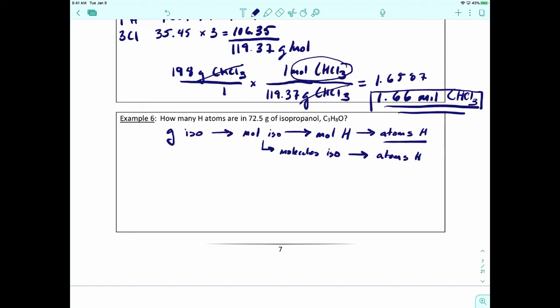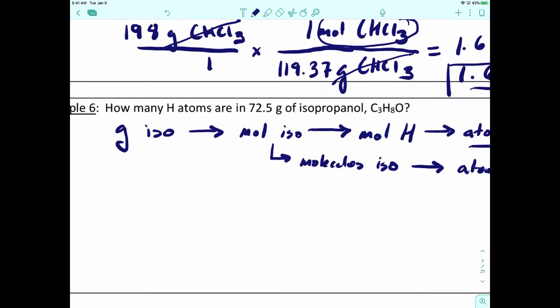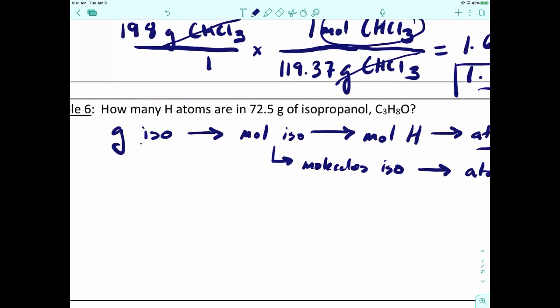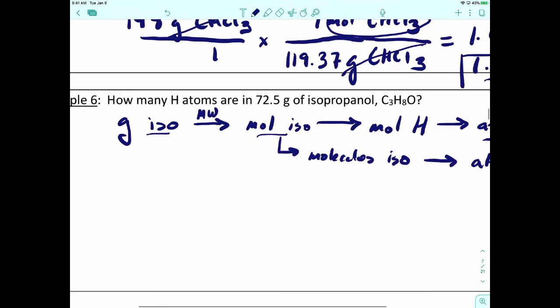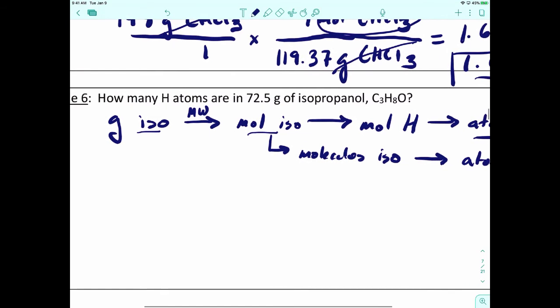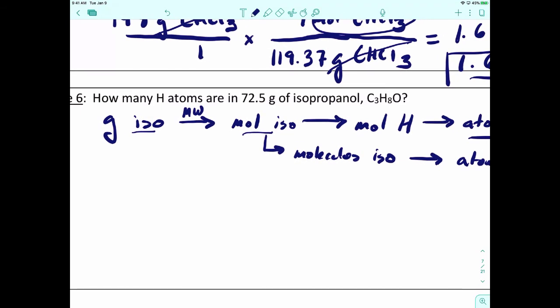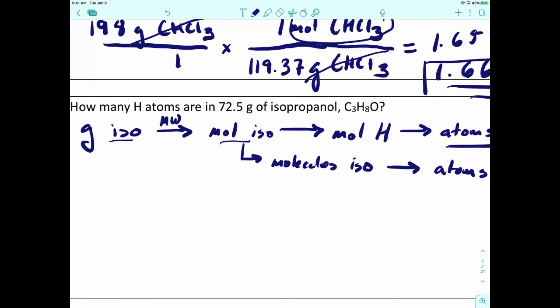All right, so now we're going to do this in a couple steps, but we need to make sure that we have all the information that we need to make this problem go. So for the first step, where we're converting from grams of isopropanol to moles of isopropanol, the thing that we need there is the molecular weight of isopropanol. Once we have the molecular weight of isopropanol, then we can convert from moles of isopropanol to moles of hydrogen.